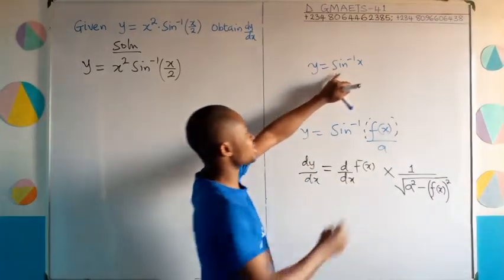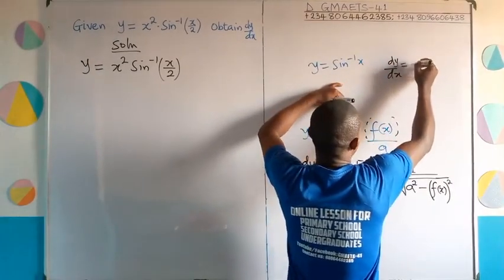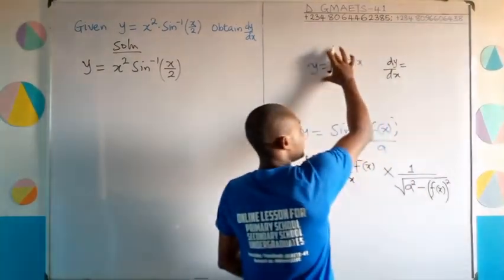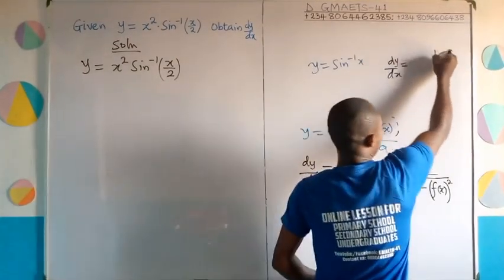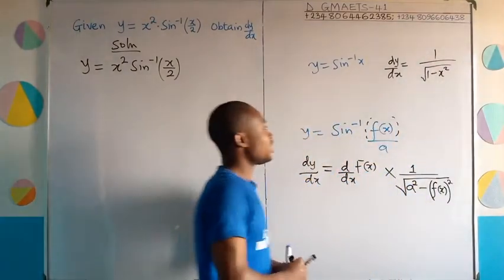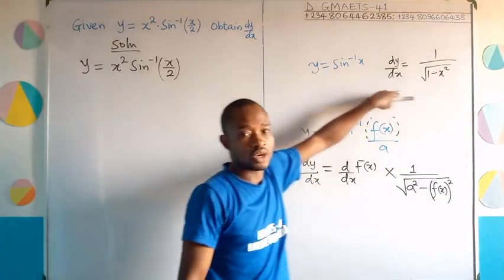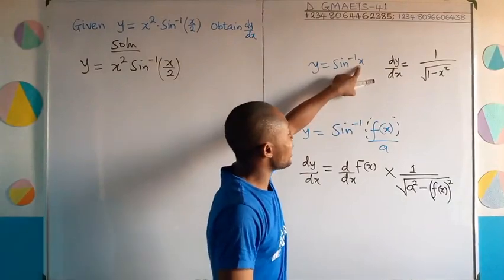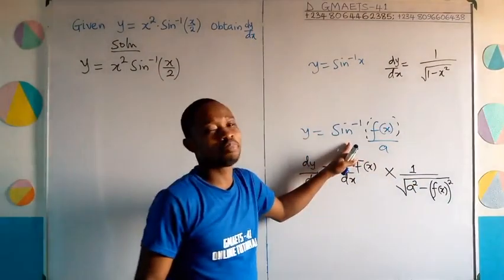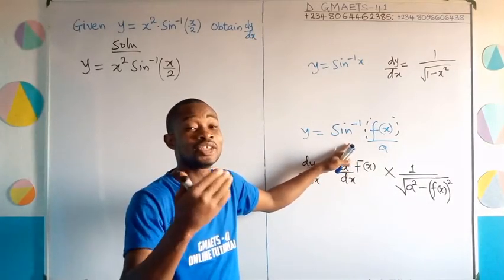If you work with this standard, in this case you just go straight. They tell you that the dy dx of sine inverse of x is simply 1 over square root of 1 minus x squared. There is a lot of information that this standard does not give us. For example, it does not tell us where this 1 came from. That is why this is the best thing you can use in learning differentiation, and you will start enjoying differentiation.